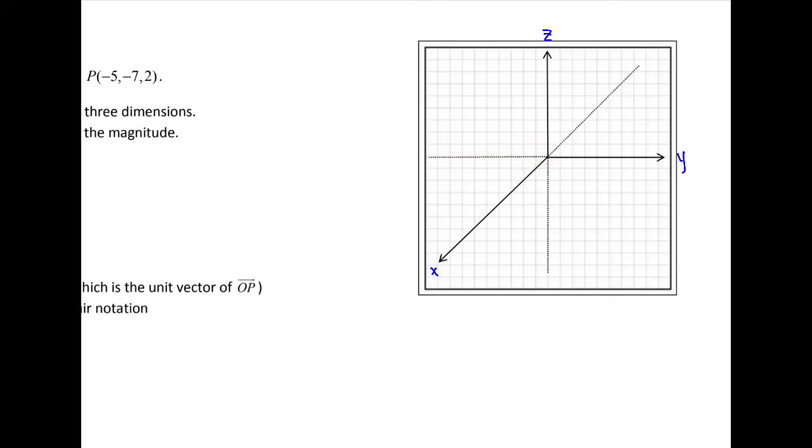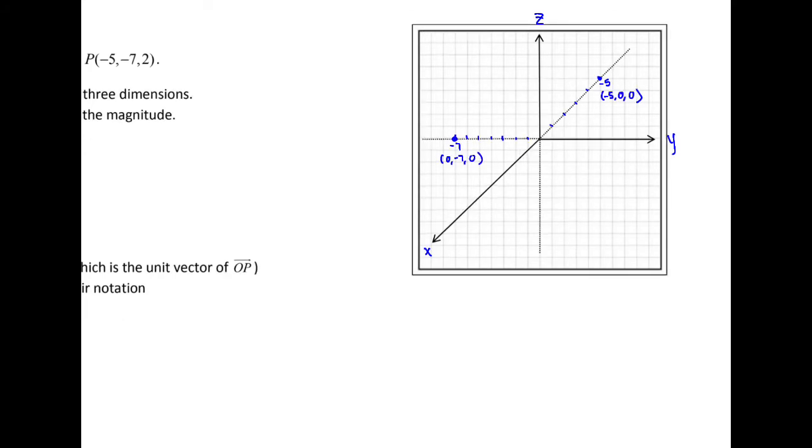Now, let's put the points on. The x value is -5. Because the x value is negative, we go backwards on the dotted line: -1, -2, -3, -4, -5. The coordinate of this point is (-5, 0, 0). The y value here is -7. We know this is the y-axis, so a negative y value goes to the left. So we go -1, -2, -3, -4, -5, -6, -7. The coordinate here will be (0, -7, 0).